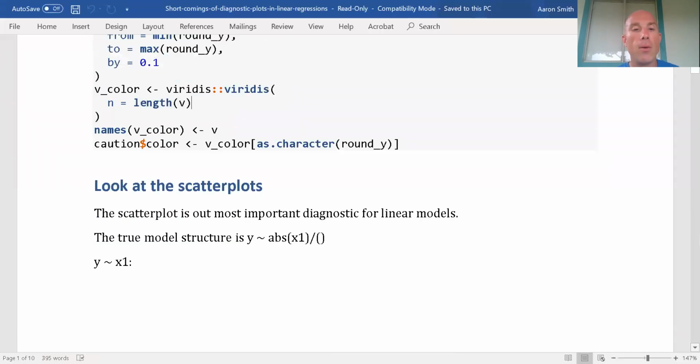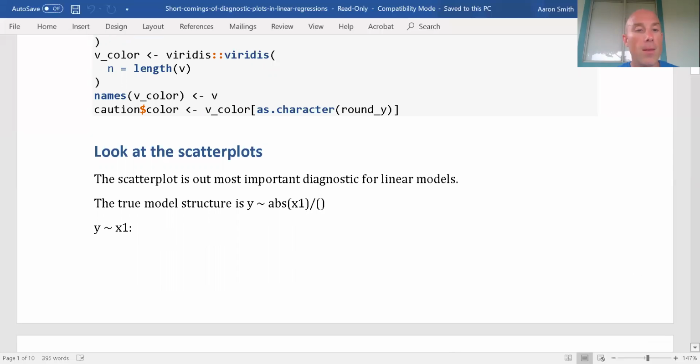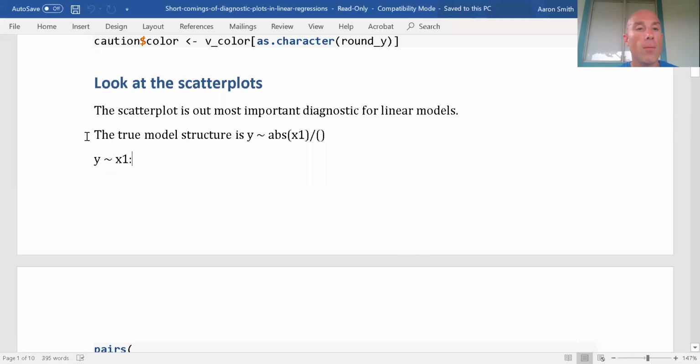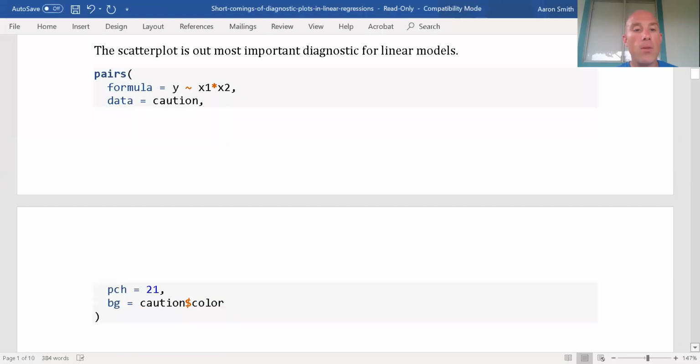All right, so now let's go ahead and look at the scatter plots. Oh, this did not carry through. The true thing that's going on is that y is equal to the absolute value of x1, multiplied by a rational function of x2. The x2 portion will shrink things down when I have a large x2 value, as I get farther and farther away from the origin, because of how it's set up. Let's delete that error and do the scatter plot.